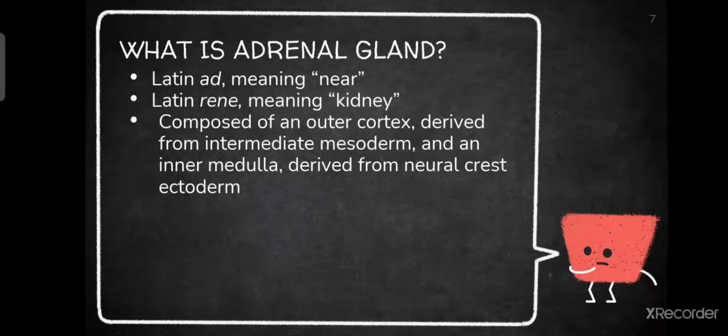What is adrenal gland? The prefix ad is a Latin word which means near, while the prefix rene means kidney. So adrenal gland simply means near kidney, and it is composed of an outer cortex derived from intermediate mesoderm and an inner medulla derived from neural crest ectoderm.